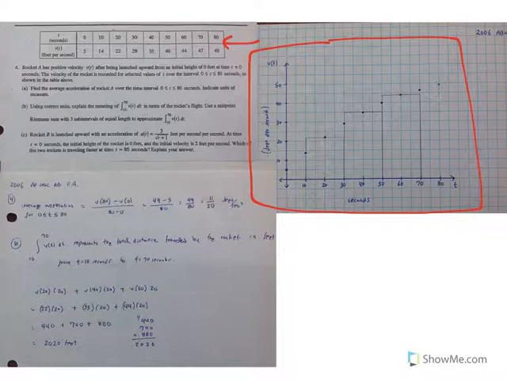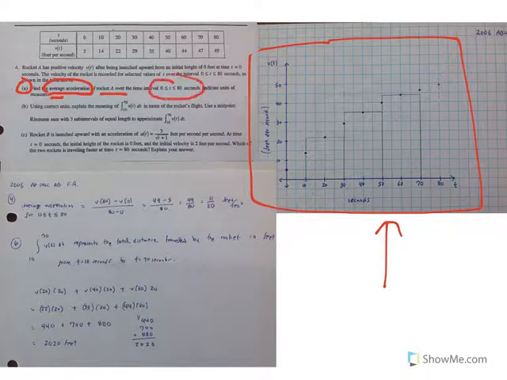So let's look at part A, which does not really require us to do the graph. Find the average acceleration of rocket A over the time interval from 0 to 80 seconds. Indicate units of measure. So what is acceleration? Acceleration is the rate of change of velocity with respect to time. So to find average acceleration for part A, you need to find the change in velocity and divide by the change in time. So that's what we need to do for part A.